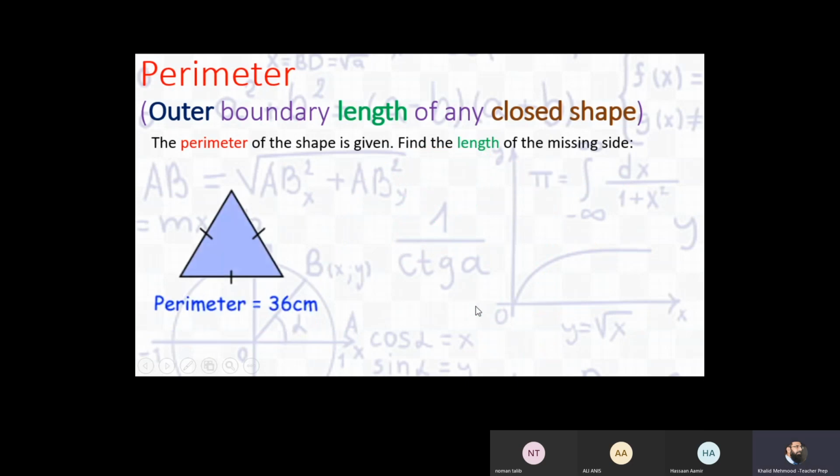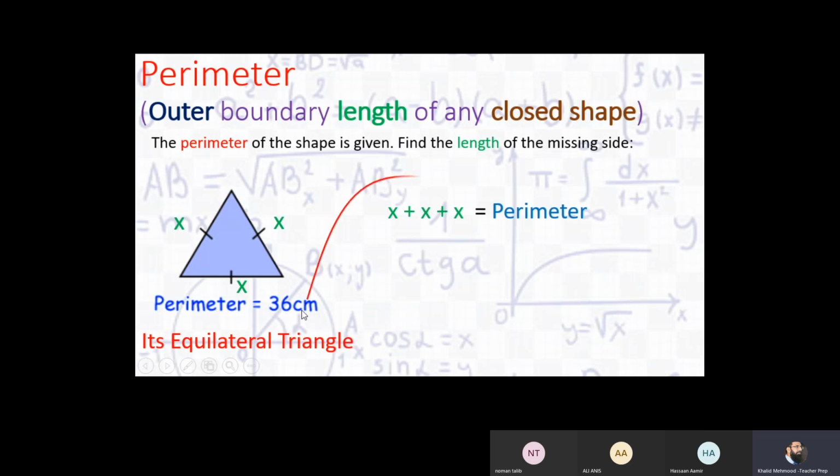Now in this one, the perimeter is 36, but none of the sides is given. So we'll assume that if one side is x, then all the other sides will be equal to x, because these are all equal sides around. So if this is x, this is x, and this will also be x. So the perimeter is x plus x plus x. But the perimeter is already given.